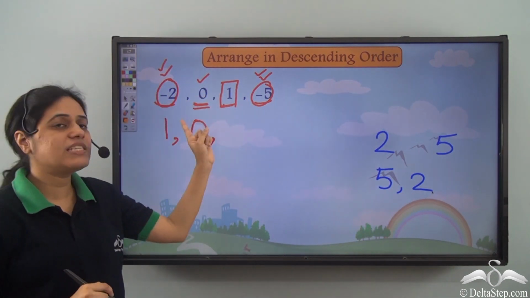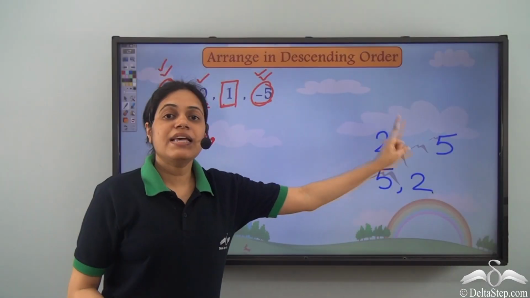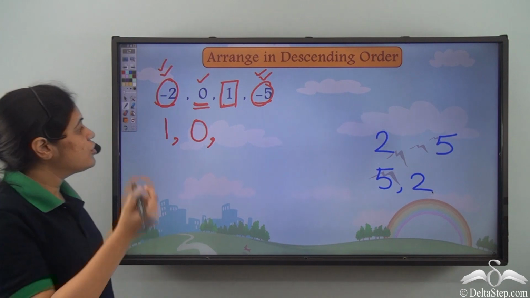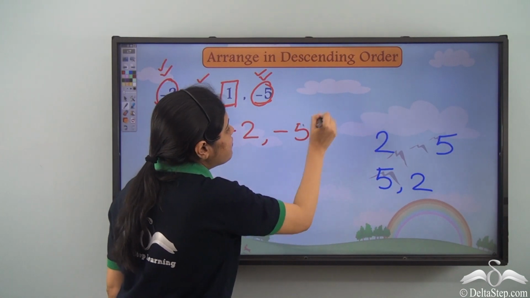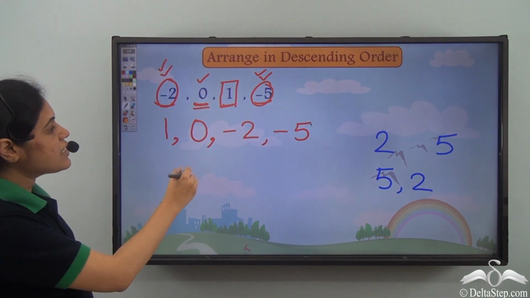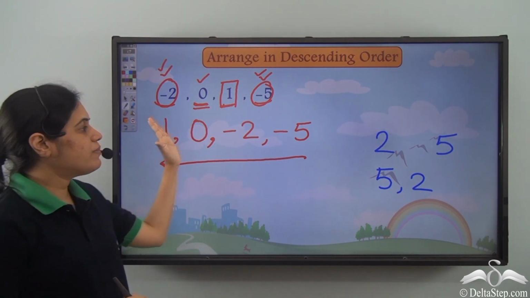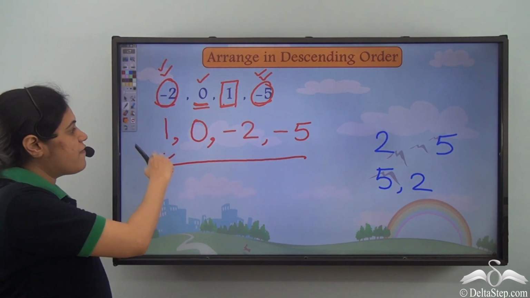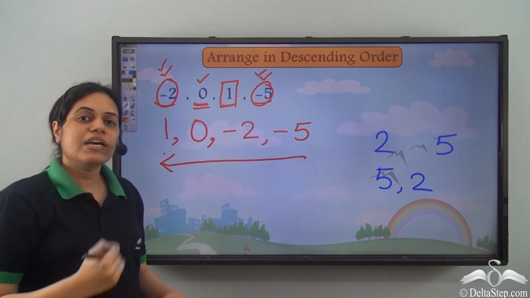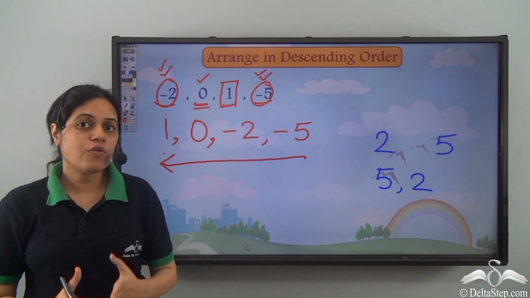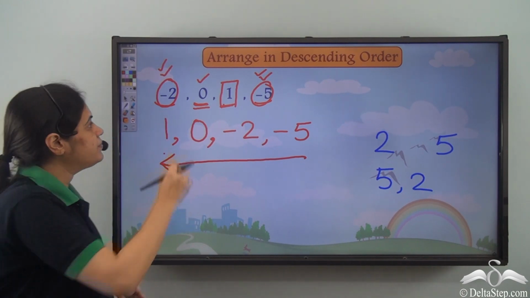But in the case of negative numbers, everything gets reversed. So the descending order will also get reversed. So first I will have -2, then I will have -5. So these are the numbers arranged in descending order, that is from the largest to the smallest. 1 is greater than 0, 0 is greater than -2, -2 is greater than -5. So this is how you can arrange the integers in ascending or descending order.